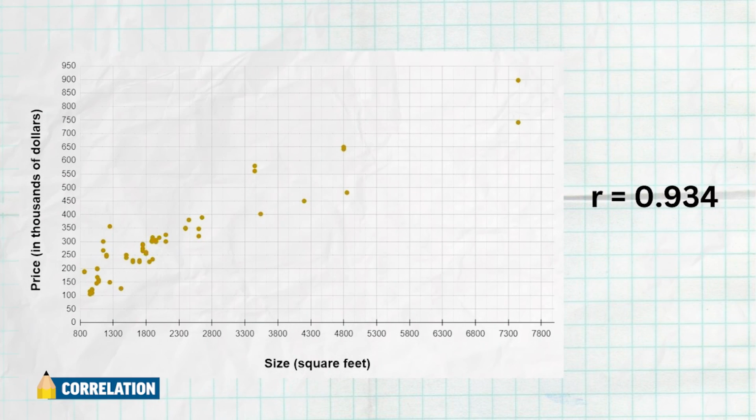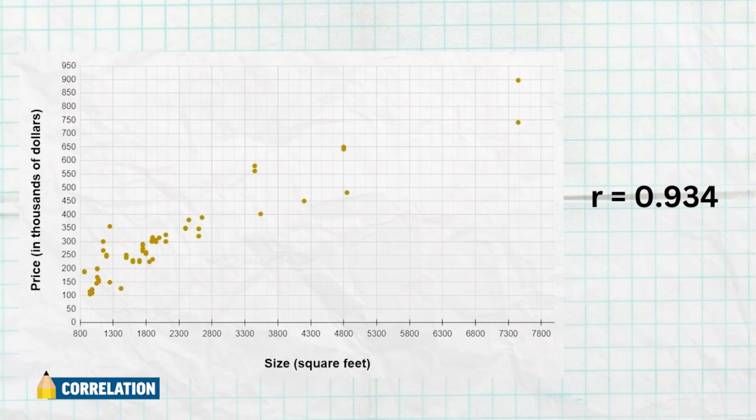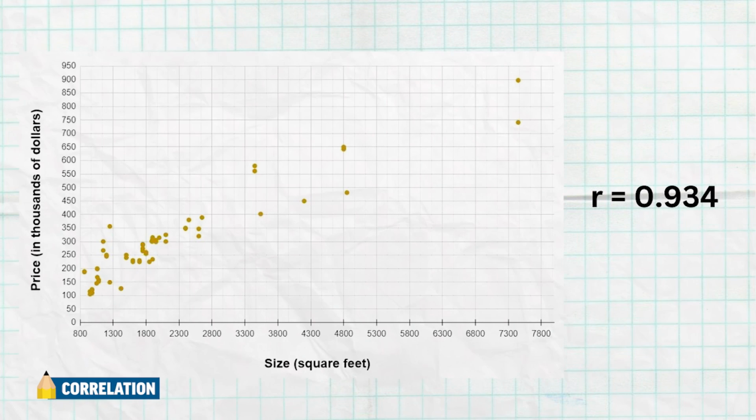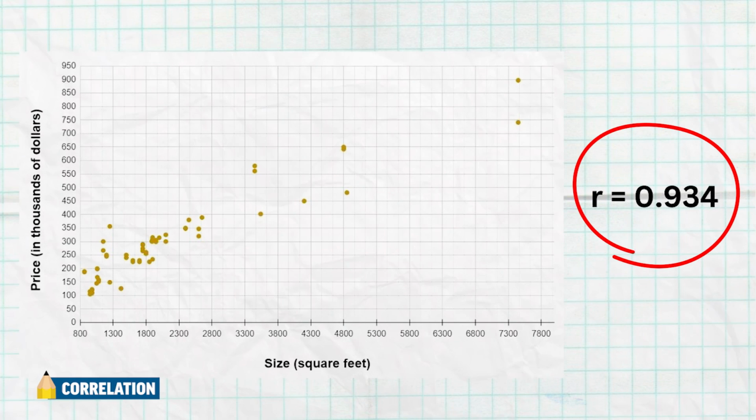Here is another scatterplot looking at several houses, and we're looking at the size of the house in square feet and the price of the house in thousands of dollars. Now here we see a very positive linear pattern, and correspondingly, it has a very strong correlation.